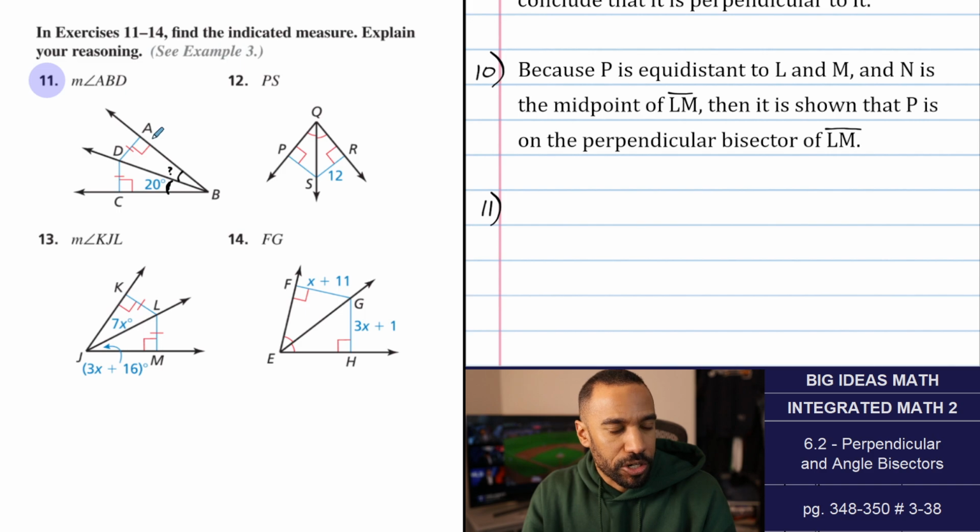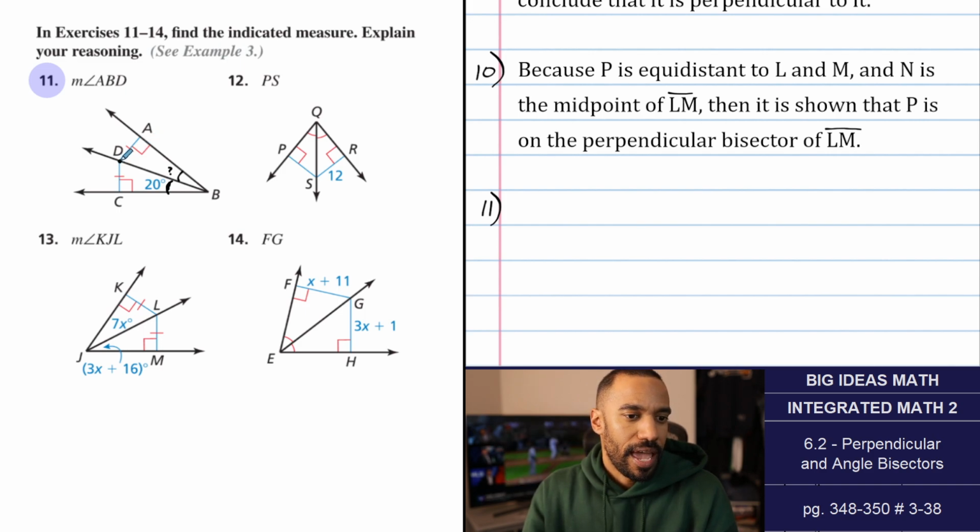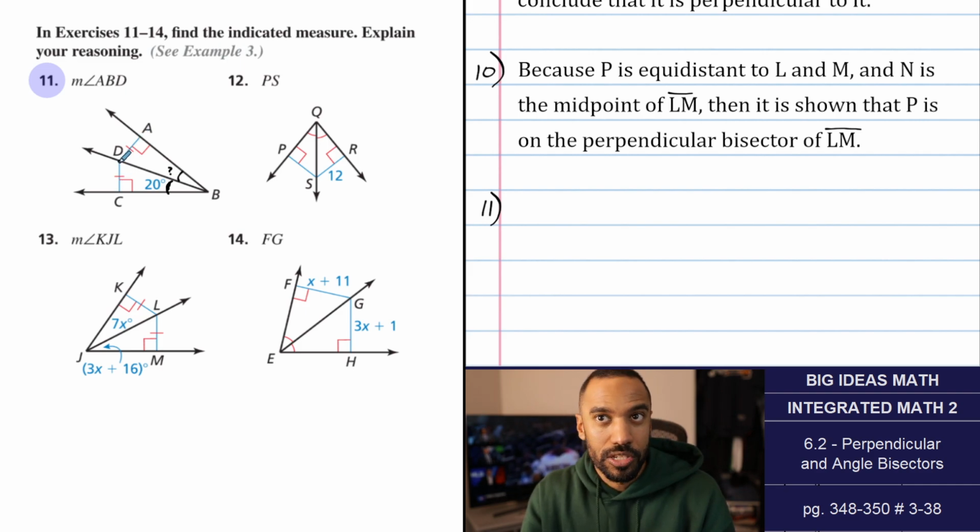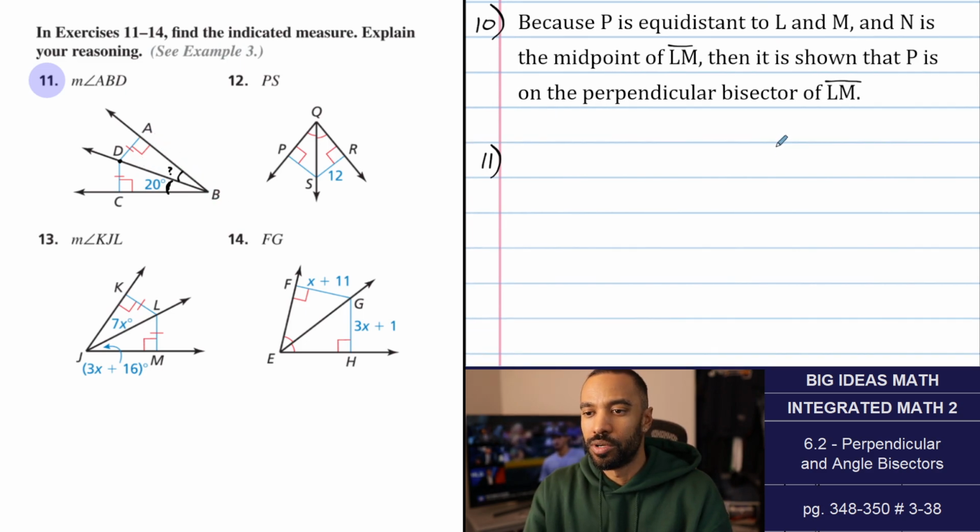But we have some information. We have this point D from this ray, BD, and D is equidistant to ray BC and ray BA, which is part of the angle bisector theorem. It states that a point equidistant to the sides of an angle is on that angle's bisector. Therefore, that makes these two angles in here congruent. So if the measure of angle CBD is 20 degrees, then the measure of angle ABD is also 20 degrees.